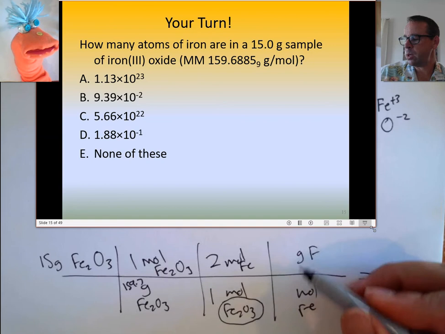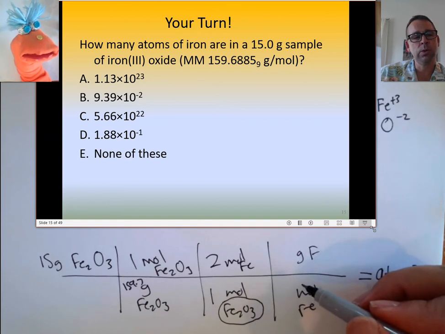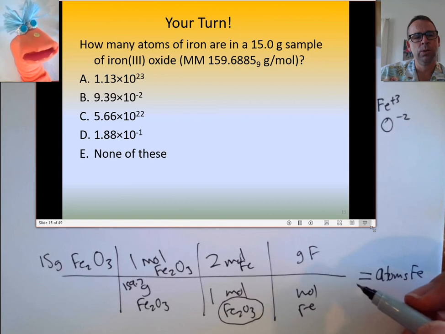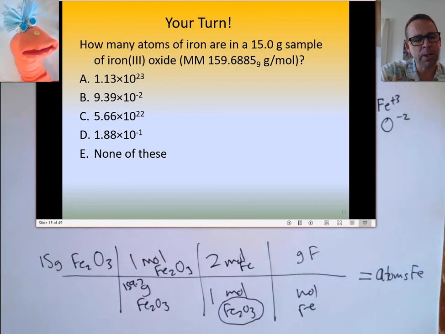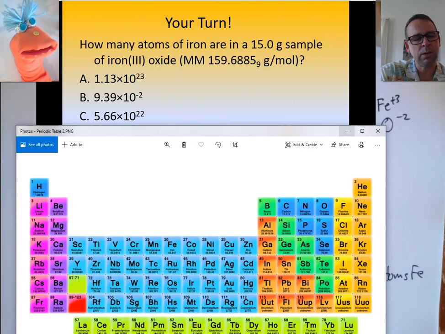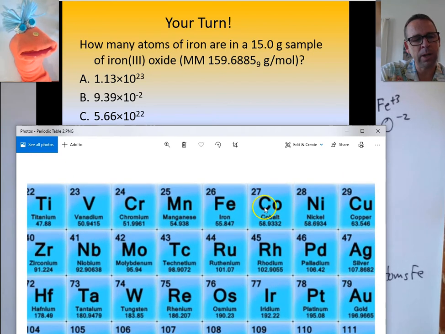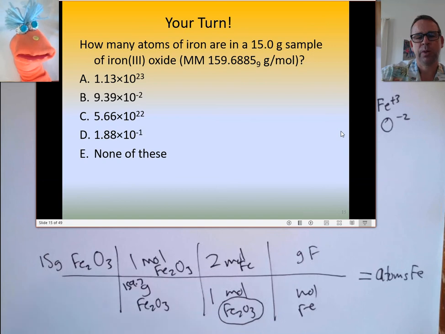Now, what about here? Grams of iron per mole of iron? I don't know. That's just that number on the periodic table, remember? We said that this number now is the grams of iron per mole of iron. Or whatever the element is, that's how many grams you need to get 1 mole of that material. So we're looking at 55.847.